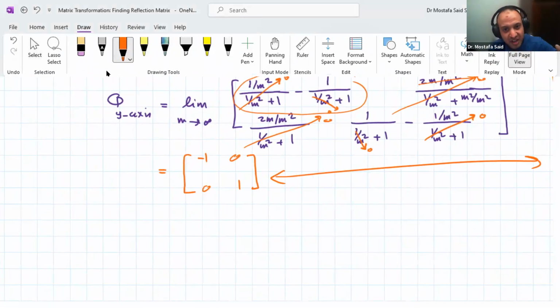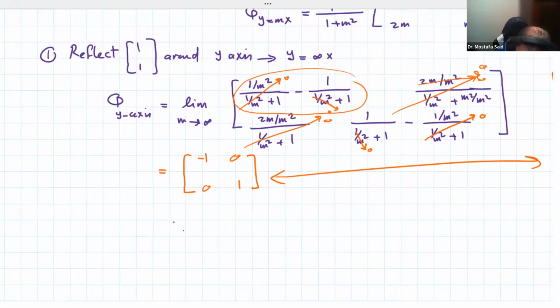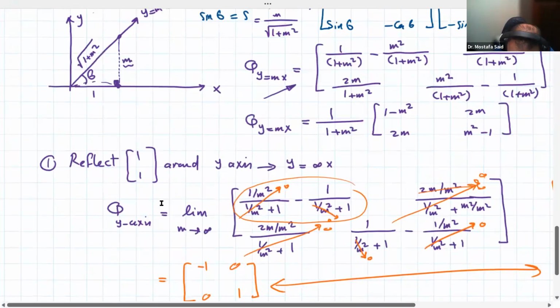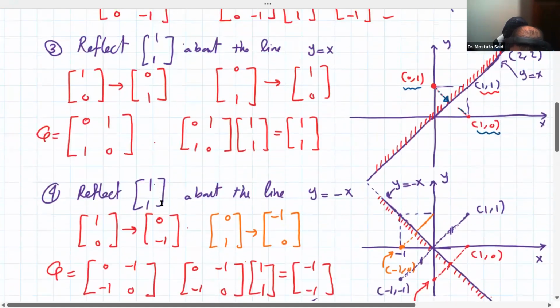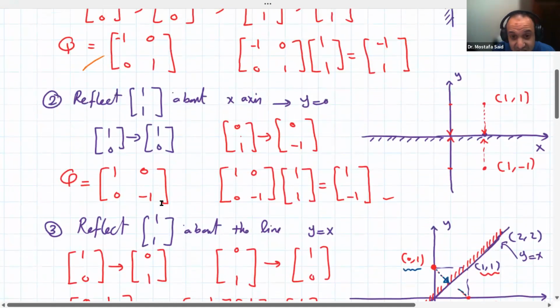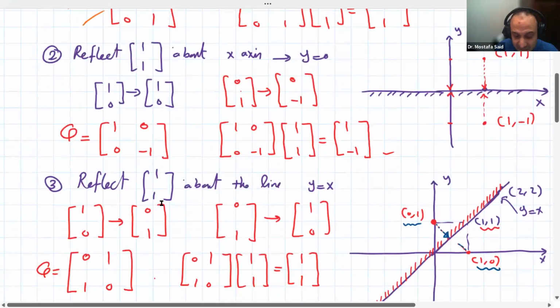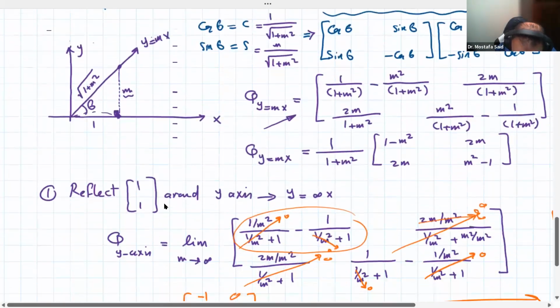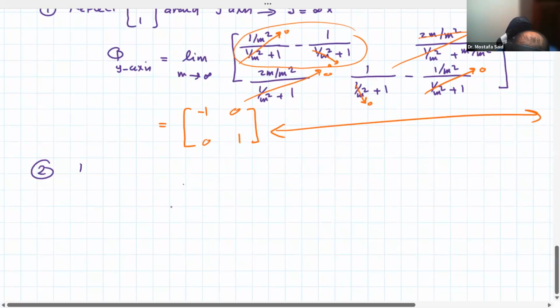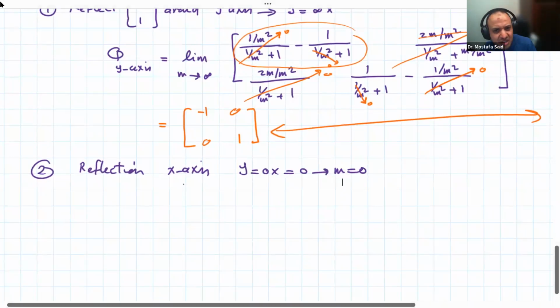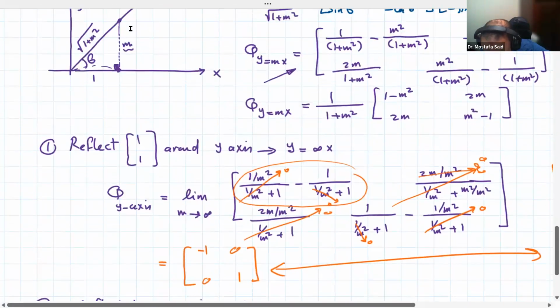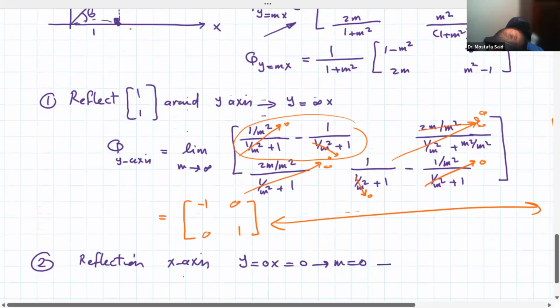Now, number 2. Numbers 2, 3 and 4 are very easy. What we have in number 2 is reflection around the x-axis, y equal to 0. So x-axis reflection means m equal to 0. Just remove the m and put 0. Okay, let's do that.